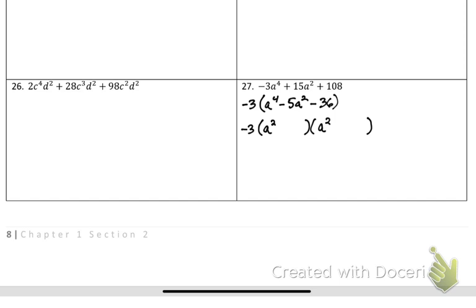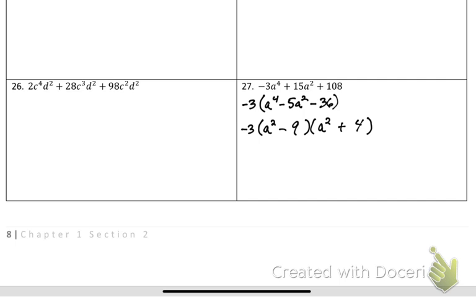Maybe we look at 8. Maybe we look at 9. 9 and 4. The difference between 9 and 4 is 5. So I'm going to use 9 and 4. One of them needs to be negative, one of them needs to be positive. The 9 has to be negative to keep this negative when I add it. So I'll have a negative 9 and a positive 4.